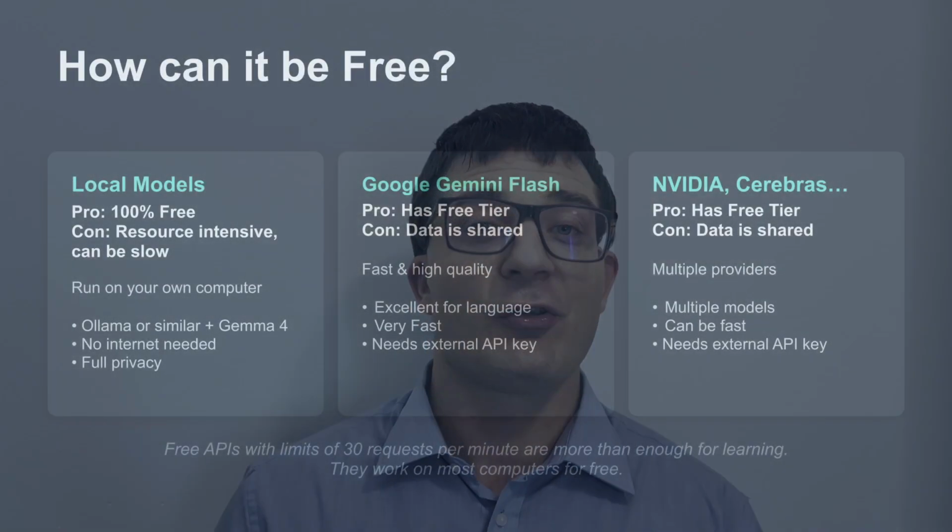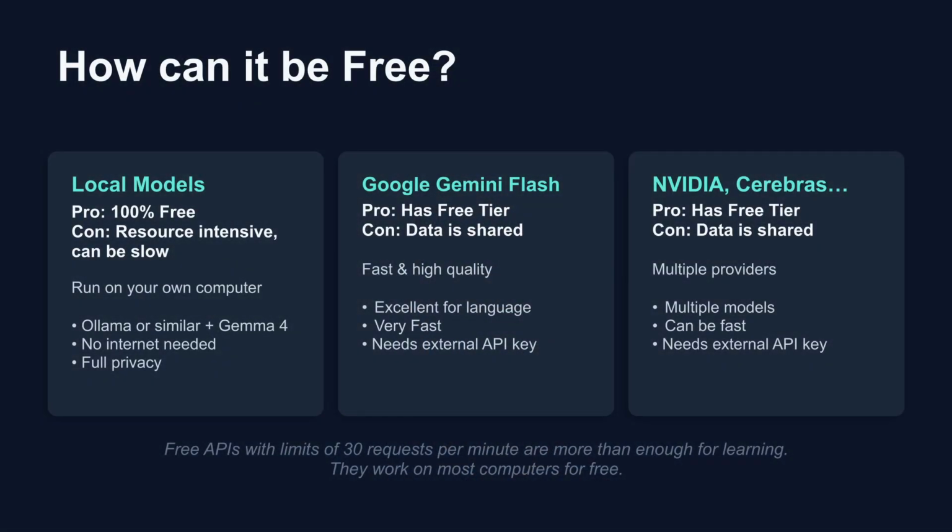Finally, I've said it's free a lot of times. How is it possible? Well, for a number of reasons. So first of all, if your machine is powerful enough, you can use local models. I think Gemma 4 by Google is a pretty good model at language, and it's what I use when I want to use a local model.